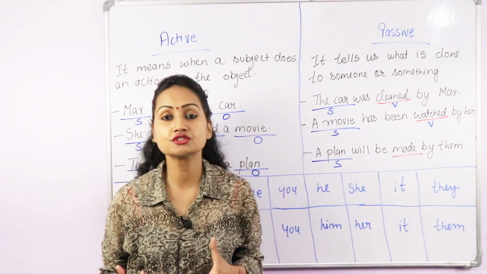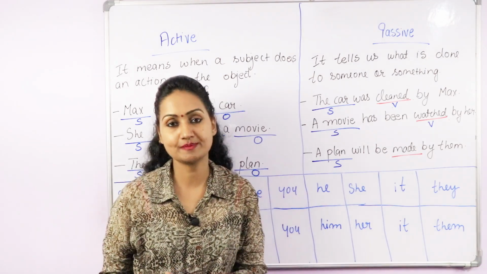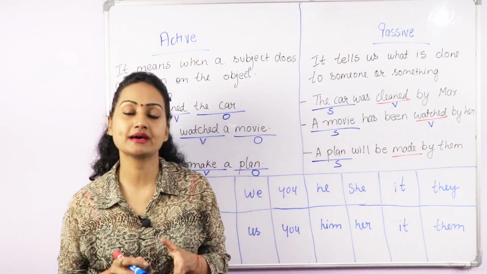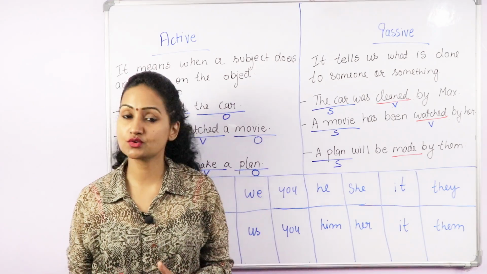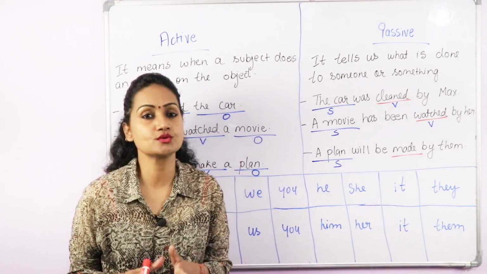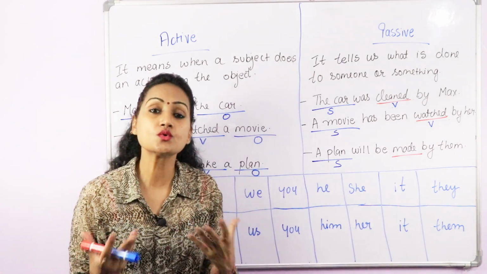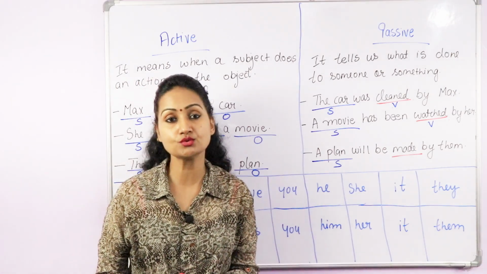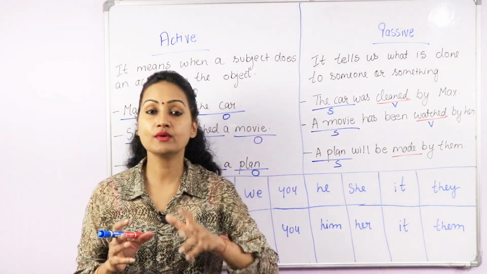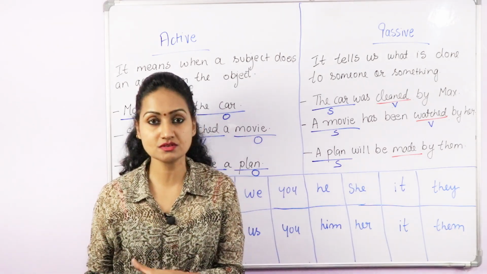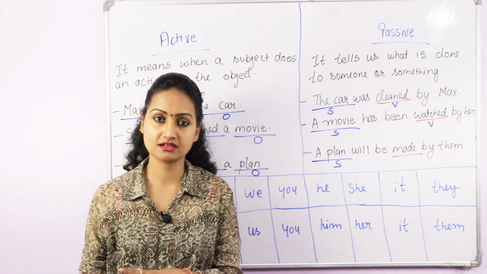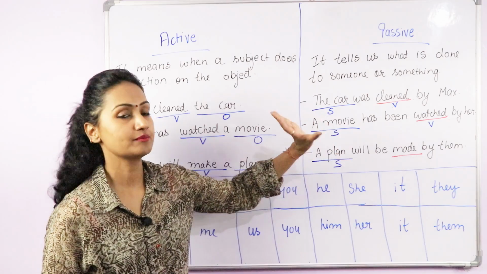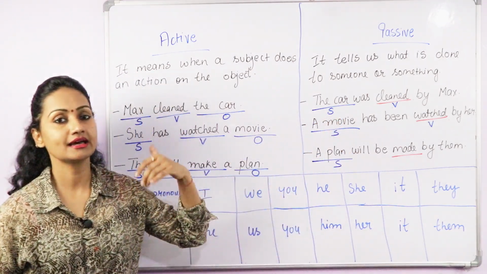Now why do we use passive voice? Why do we need passive voice? Generally we use passive voice when the subject is not important or you don't want to mention it, or you don't know about the subject. And yes, we also use it when you want to emphasize the action rather than the subject. At that time we use passive, otherwise we use active.